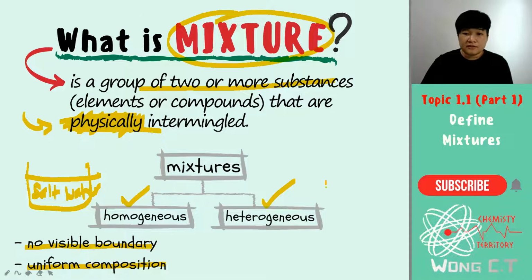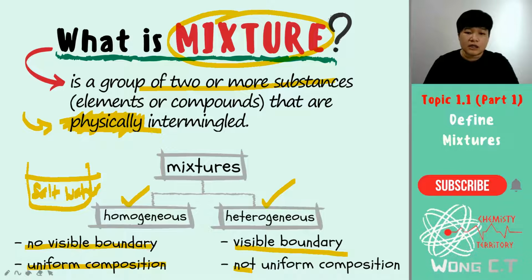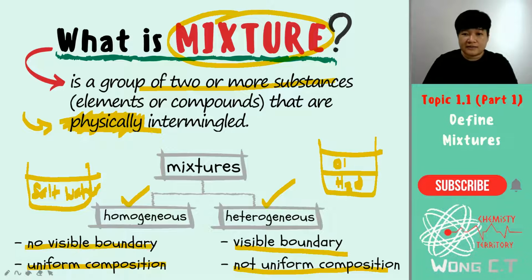But your heterogeneous is slightly different. Your heterogeneous will be vice versa, where you will have a visible boundary and also a not uniform composition. For example, mixing up oil and water. You have your water down there and then you can have your oil on top and you can see an obvious boundary. Okay, so the obvious boundary will give you a not uniform composition and that is your heterogeneous. So homogeneous, uniform composition; heterogeneous, not uniform composition.